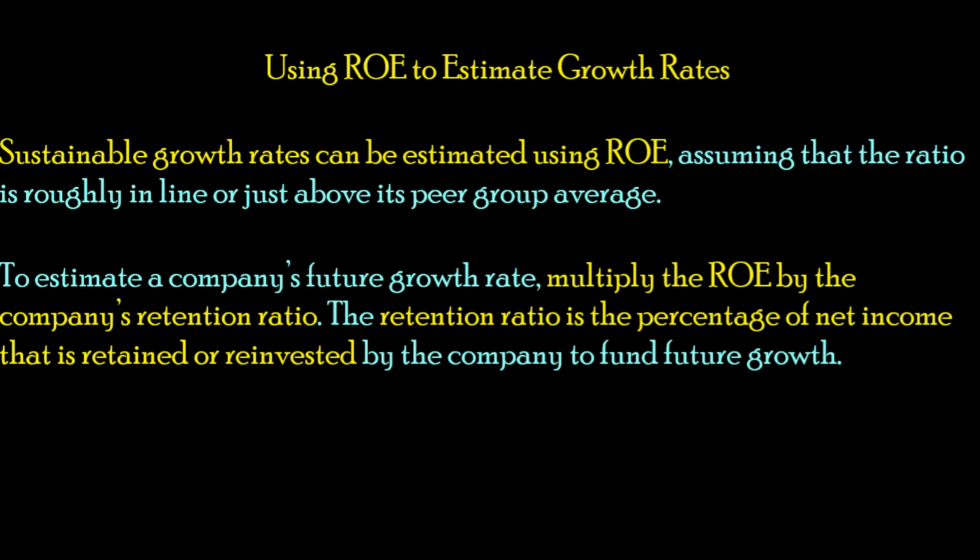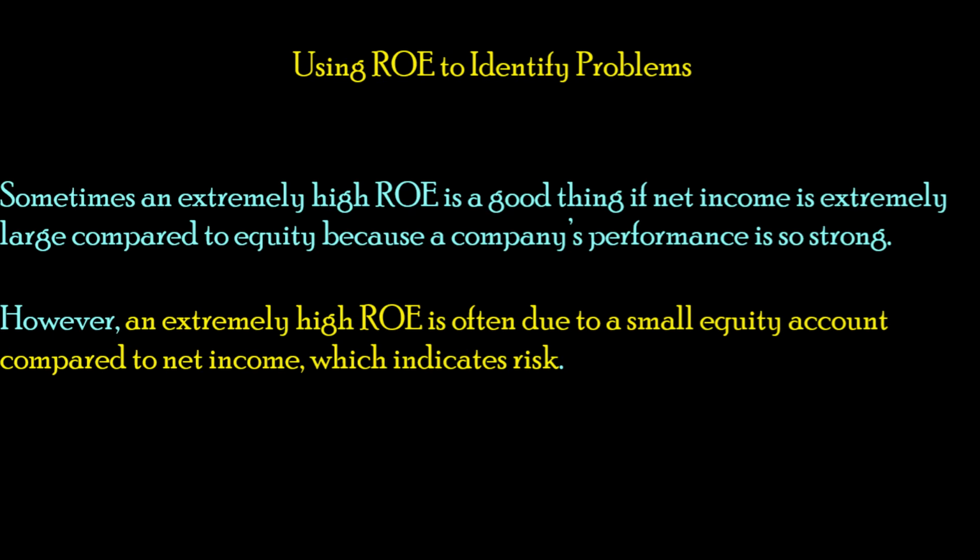These two calculations are functions of each other and can be used to make an easier comparison between similar companies. To estimate a company's future growth rate, multiply the ROE by the company's retention ratio. The retention ratio is the percentage of net income that is retained or reinvested by the company to fund future growth.